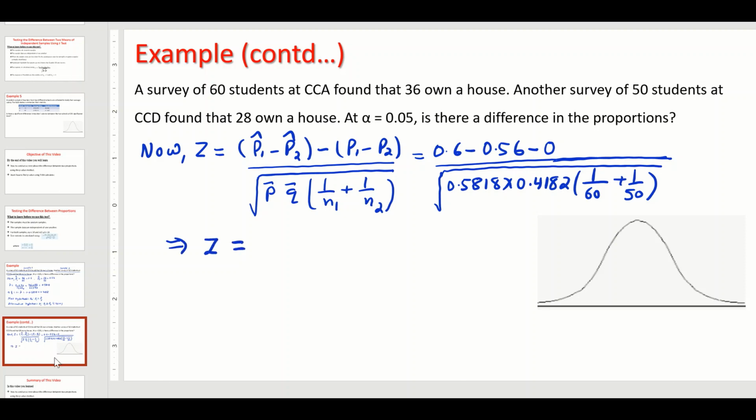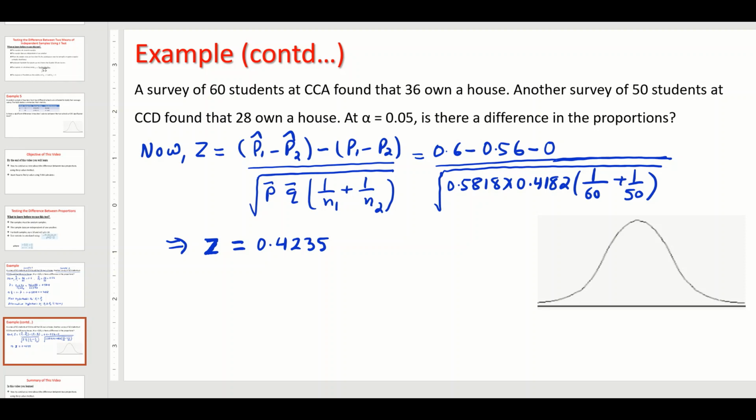if you simplify this giant expression using a calculator, please pause this video and give it a try. You should get 0.4235. Make sure you try that in your calculator. So that is the Z value, or the test statistic.